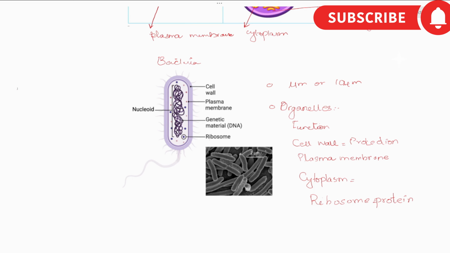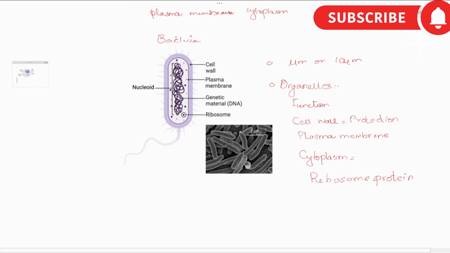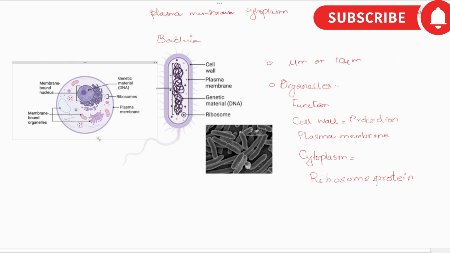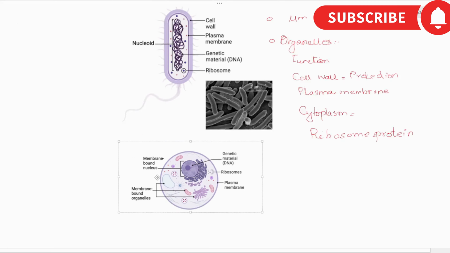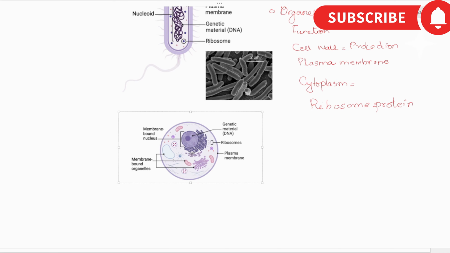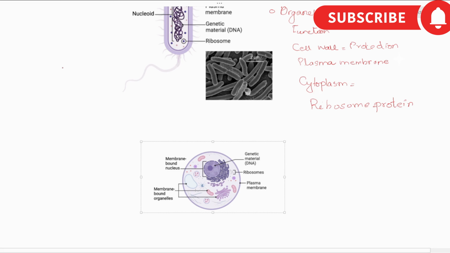Okay, let's talk about the eukaryotic one and its parts. The parts are almost the same. Only there are certain things that we should discuss. Sorry, it's very small. Let me shift it here. Okay, this one is the animal cell. The difference between animal and plant cells we will discuss later.